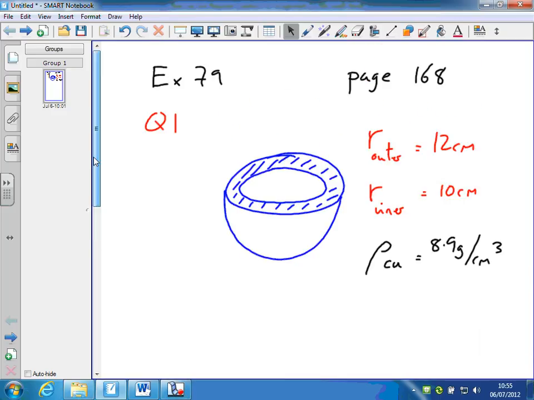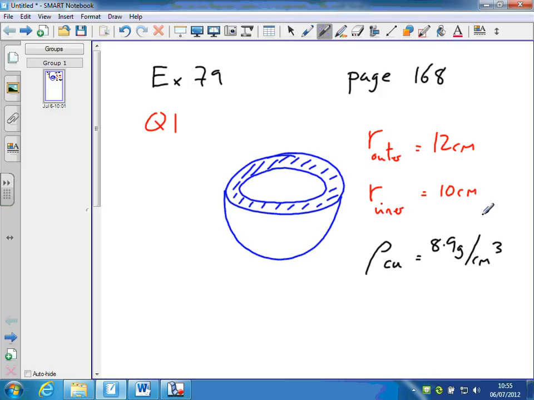So this is exercise 79, page 168, question number 1. We've got to find the mass of this hemispherical copper container, given that the outer radius is 12 centimeters, the inner radius is 10 centimeters, and although it says in the text 1 cubic centimeter of copper weighs 8.9 grams, what it should say is 1 cubic centimeter of copper has a mass of 8.9 grams.